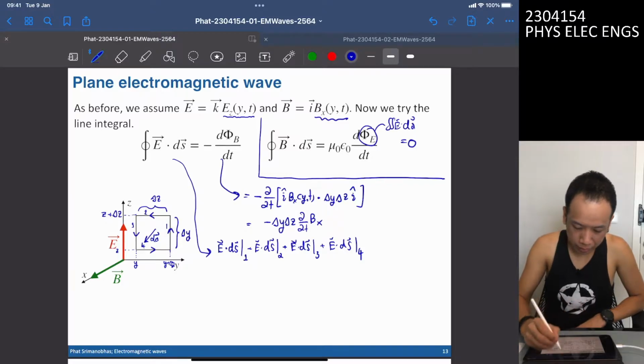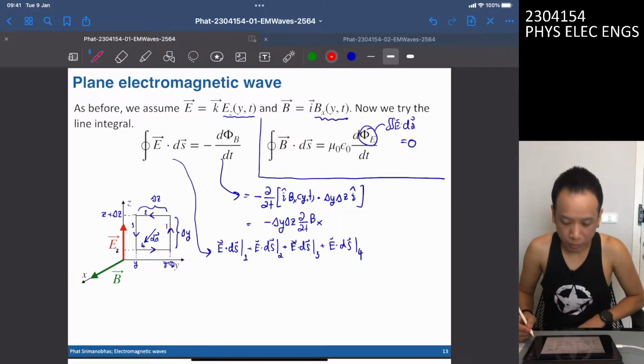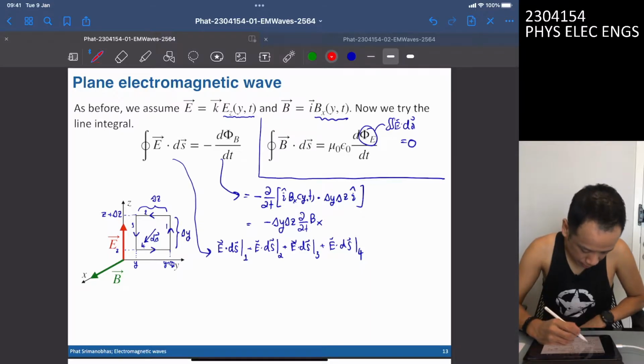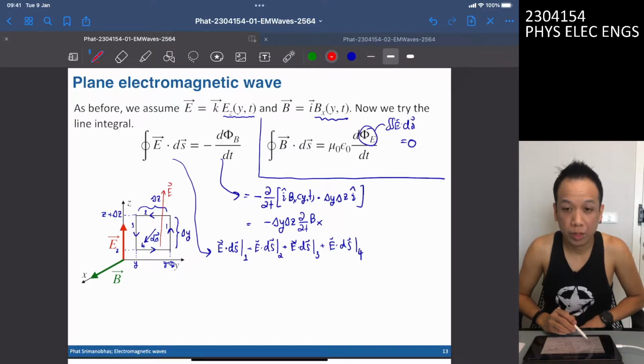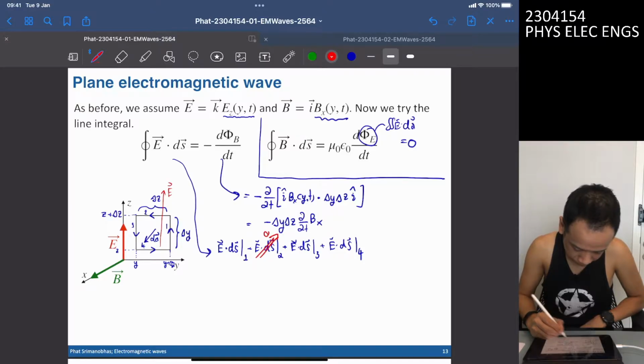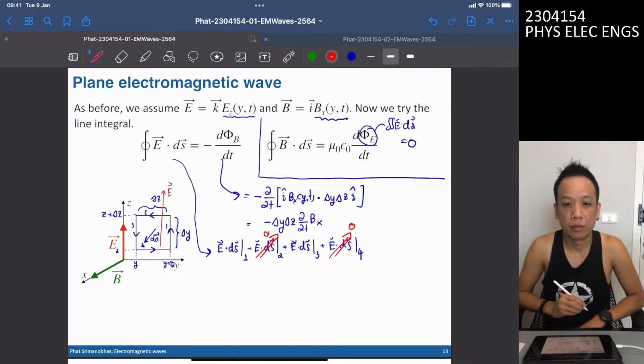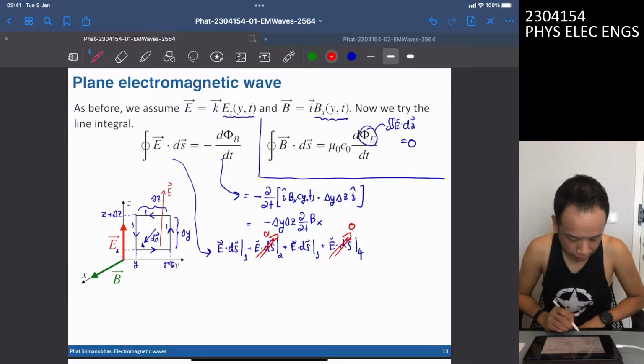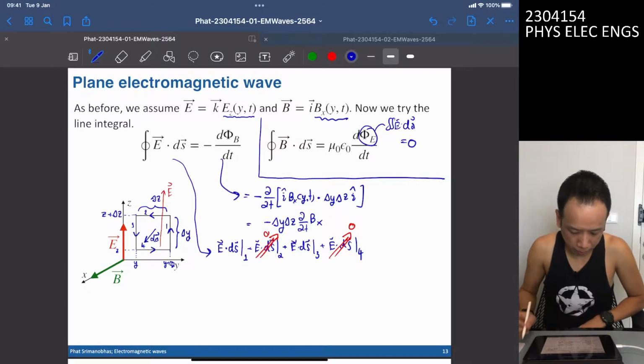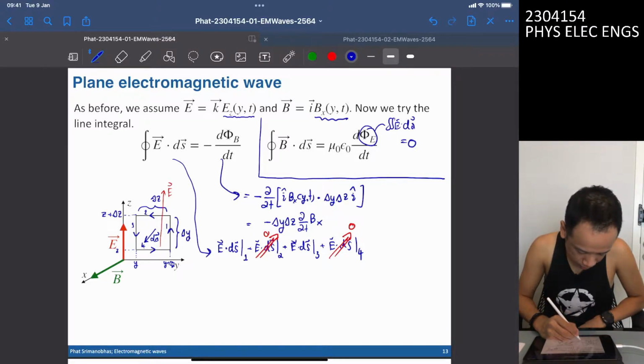Okay, then which ones become 0? So this is E. It's perpendicular to section 2 and section 4, right? So this thing becomes 0. Okay. E dot ds of section 1, what is it? So E at section 1 is k, right? EC.